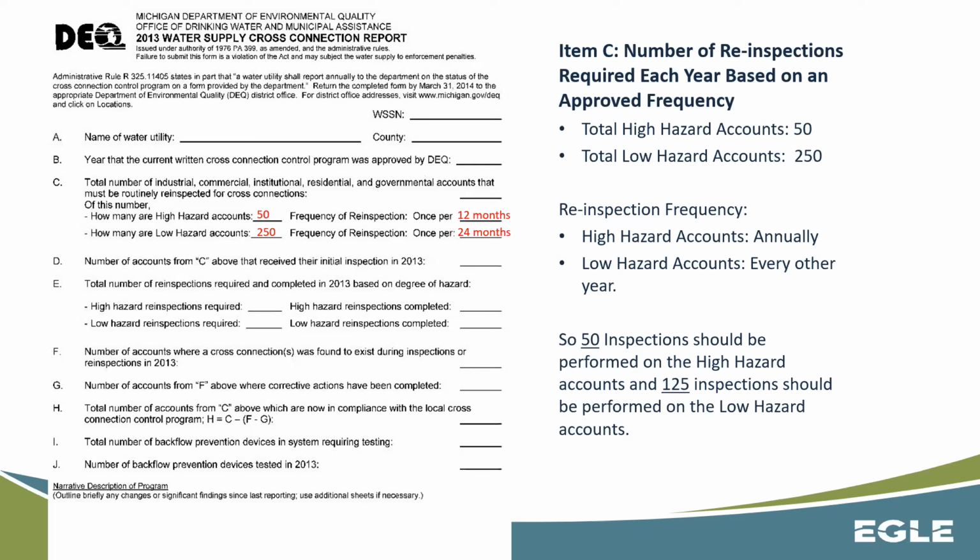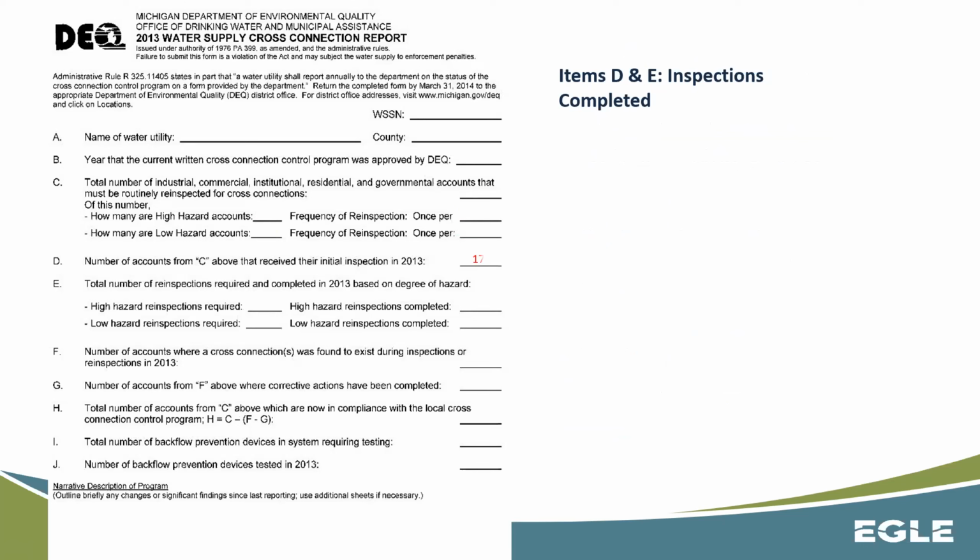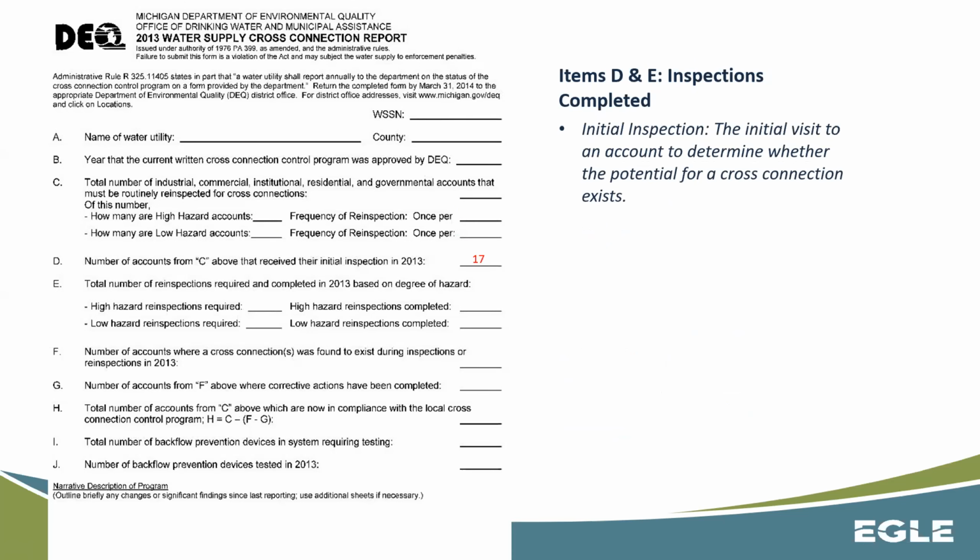So in this case, when I'm looking at this form, if this is how it's reported, the goal anyways is to have 50 re-inspections done in a year, because they're supposed to be every 12 months. And then on average, 125 low hazard, because we're taking this 250 and splitting it over every 2 years. Then for our next lines, it's reporting what was actually completed for that year. So again, we're seeing the 50 and 125 I mentioned.